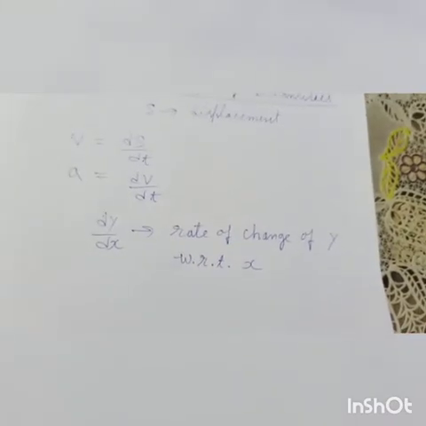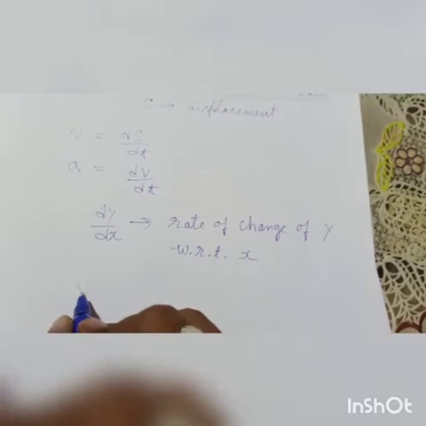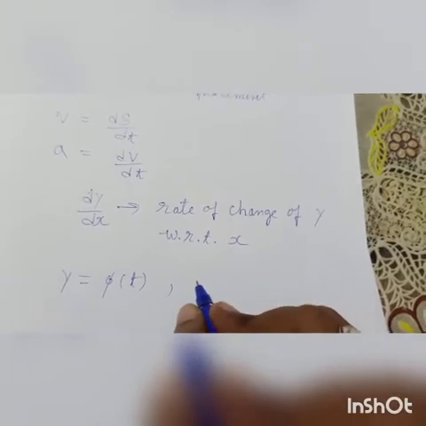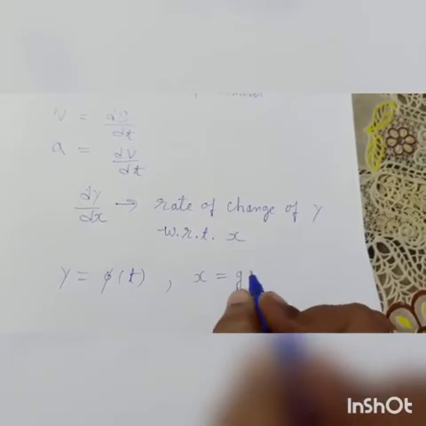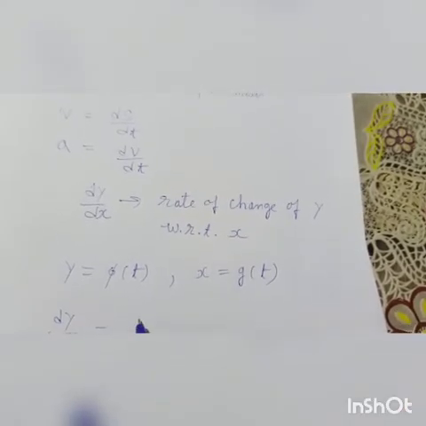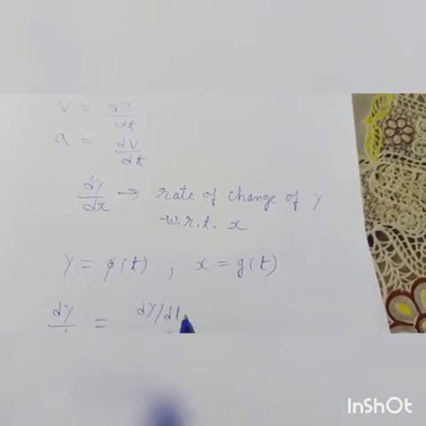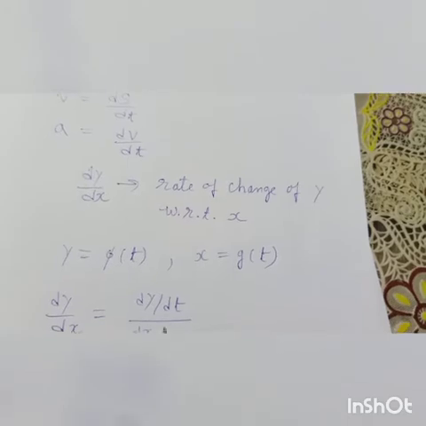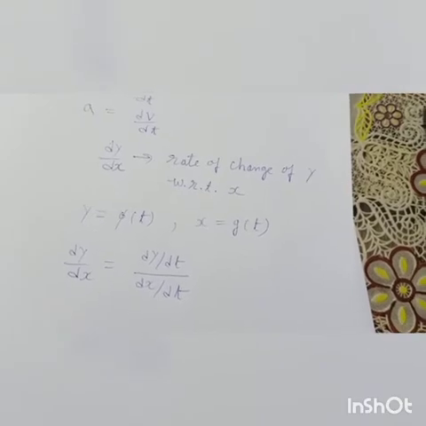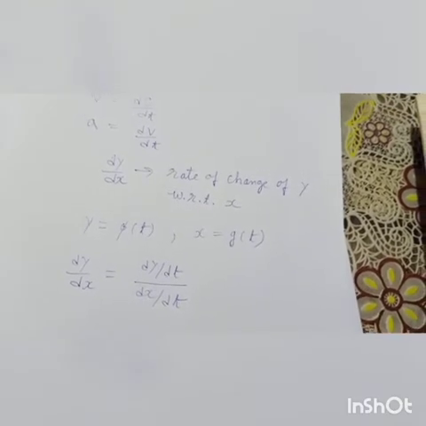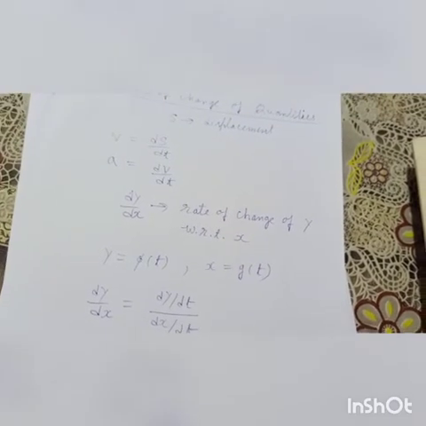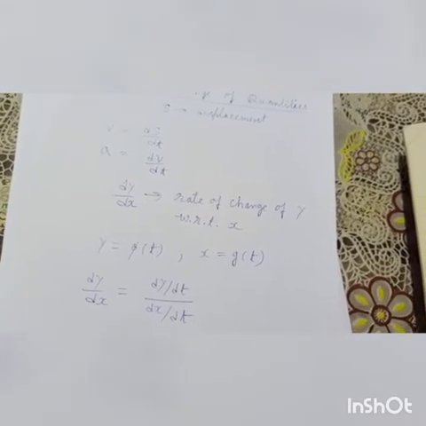If y and x are functions of some other variable, say y equals phi t and x equals g t, then this dy by dx becomes dy by dt upon dx by dt. So in this way we can find the rate of change of y with respect to x for parametric equations also. So using this discussion, we will solve the questions of exercise 6.1.